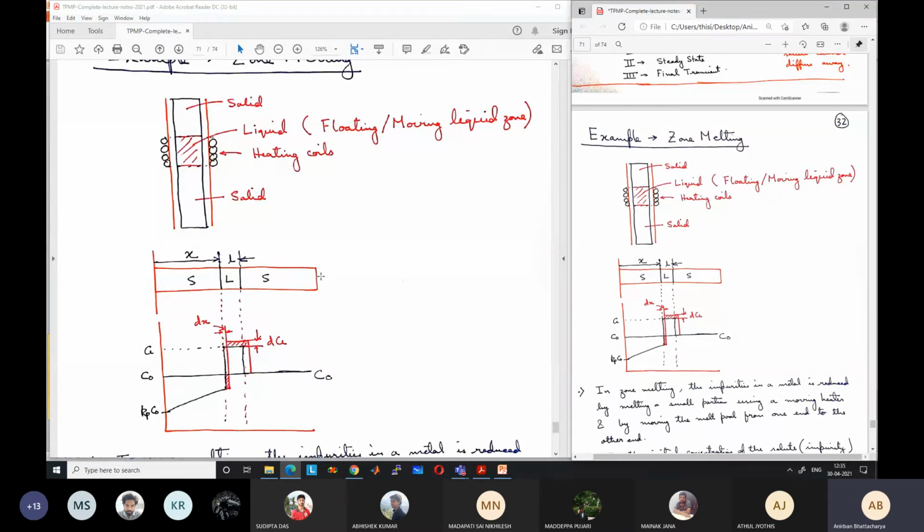Once we have one pass of the heater from left side to right side, we want to find out what is the concentration variation within the solid. It will give us an idea about how much reduction of concentration has occurred in one pass. So we can repeat it again and again to find out how much purity we can obtain. At this point, we will keep the diagram open here. So what do we see?